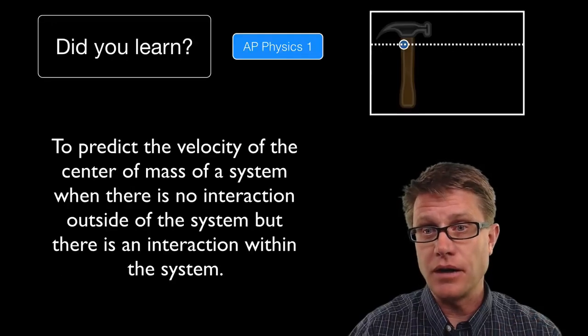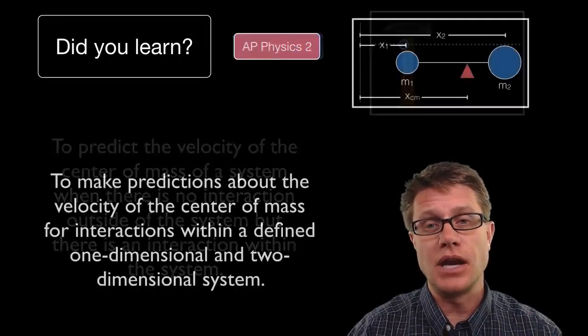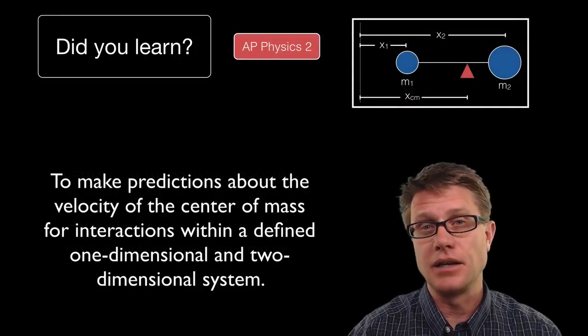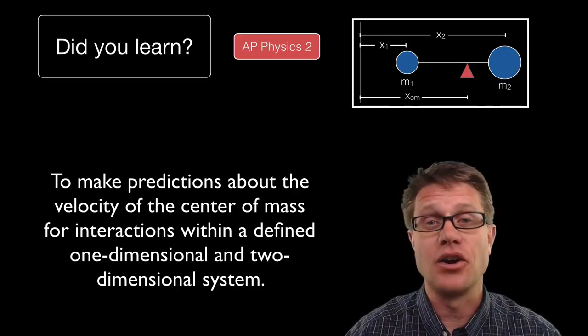Remember, if we don't apply a force to it, it's going to have constant velocity, and then as you move into AP Physics 2, you have to be able to calculate in 1 and 2 dimensions where that center of mass is. So I hope that made sense, and I hope that was helpful.